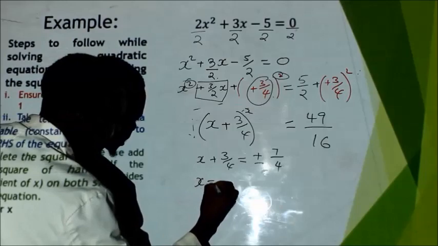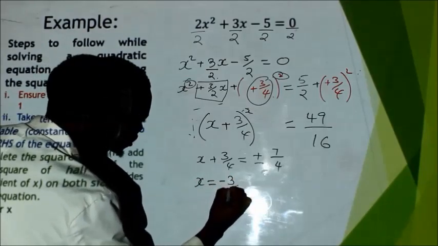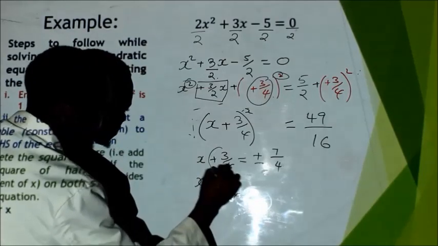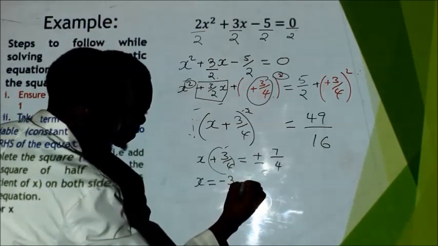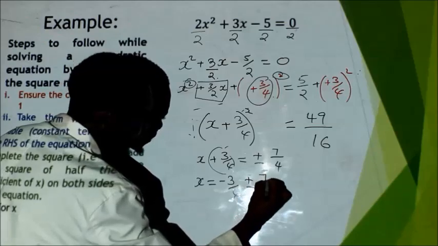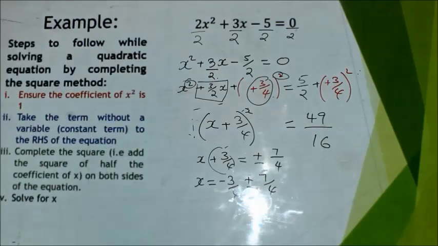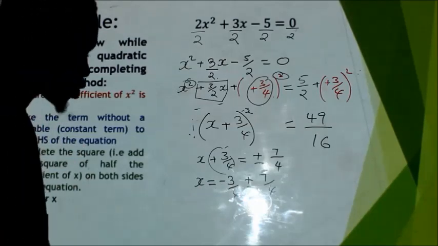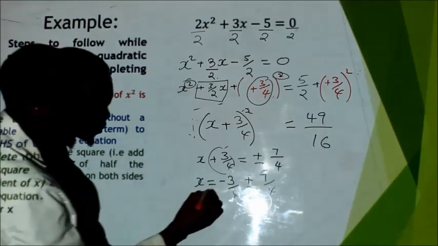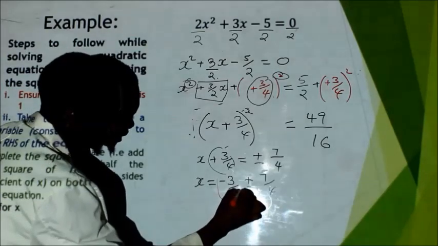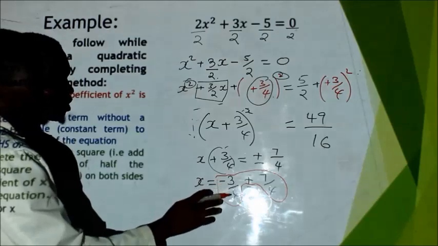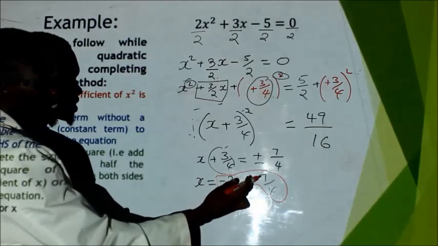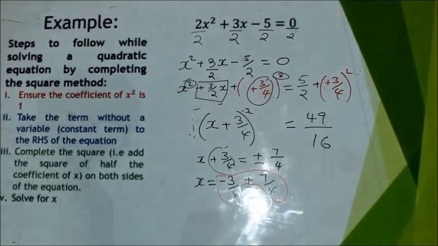So x is equal to negative 3 over 4. We take this term here to that side, it becomes negative 3 over 4 plus or minus 7 over 4. So these two signs will generate two different values of x. For the first value of x, you will consider the positive direction, where you take negative 3 over 4 plus 7 over 4.